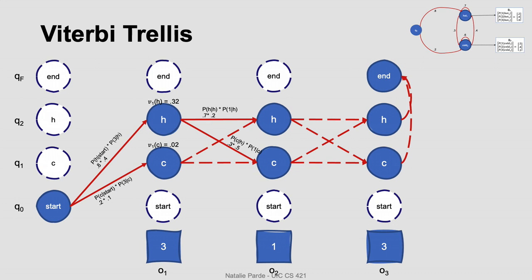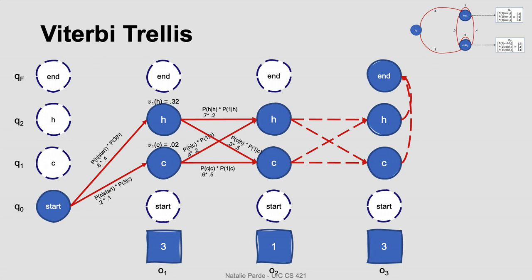Moving on, we'll compute the probability of the second state being hot, given that the first state was hot, times the likelihood of eating 1 ice cream cone given that it's hot. And we'll compute the probability of the second state being cold, given that the first state was hot, times the likelihood of eating 1 ice cream cone given that it's cold. We'll also compute the probability of the second state being hot, given that the first state was cold, times the probability of eating 1 ice cream cone given that it's hot. And we'll compute the probability of the second state being cold, given that the first state was cold, times the probability of eating 1 ice cream cone given that it's cold.